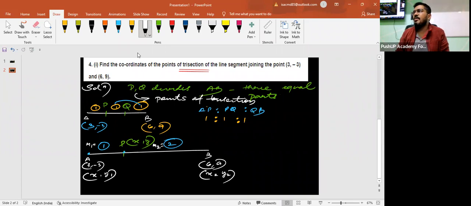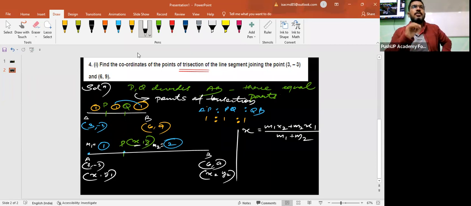Now what we have to do? We have to get the coordinates of P. So let's use the section formula. Write the section formula first. x is equal to (m1 x2 plus m2 x1) whole divided by (m1 plus m2). Substitute the values, get me the answer. Hurry up.